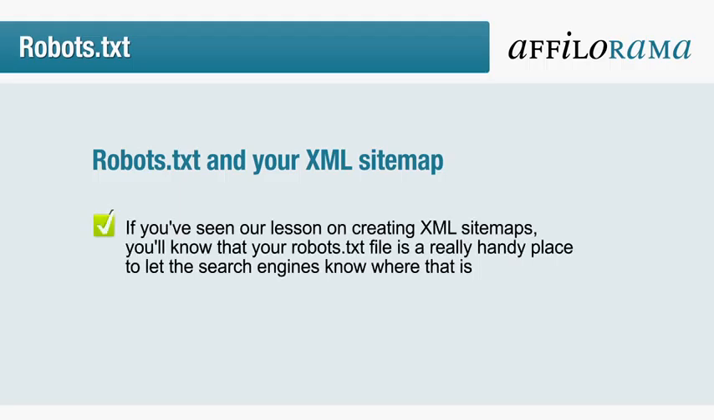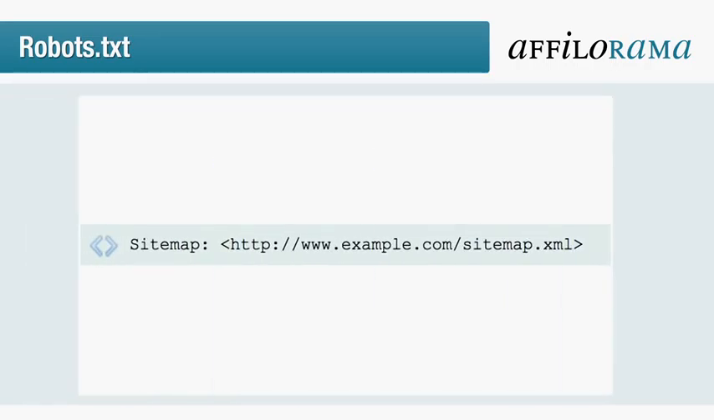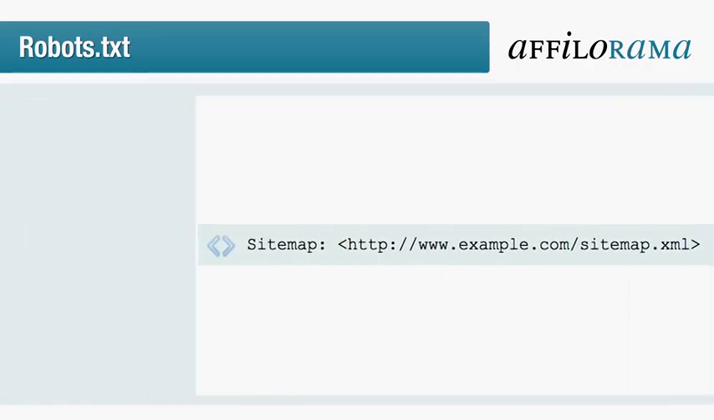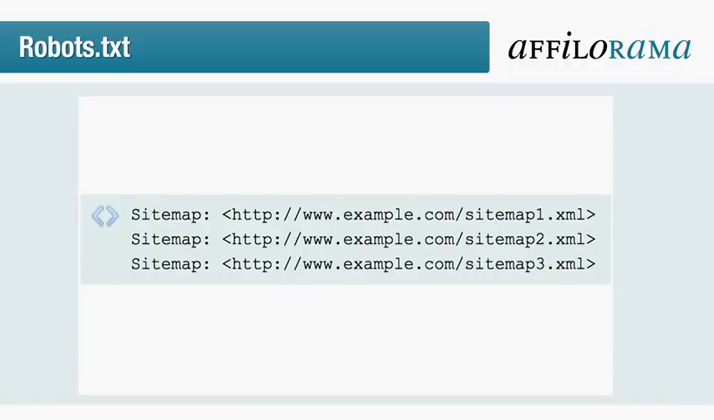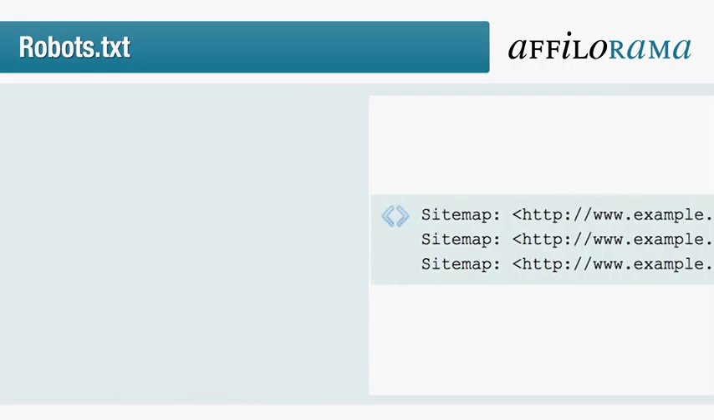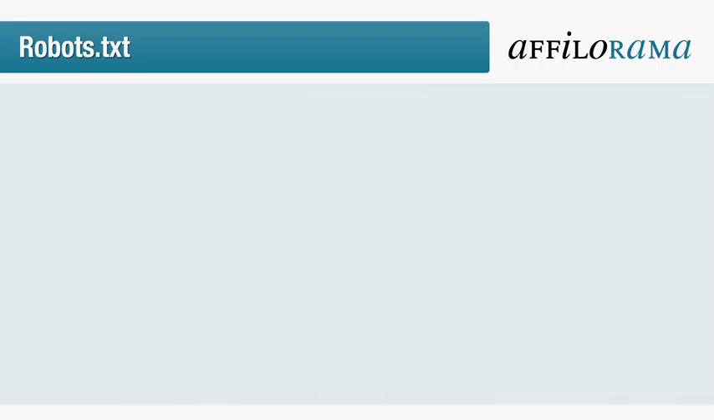If you've already seen our lesson on creating XML sitemaps, you'll know that your robots.txt file is a really handy place to let the search engines know where that is. All you have to do is leave a blank line after the last command in your robots file and then paste this little line here. If you've got more than one sitemap, you can enter more than one line. This way, you don't need to specifically tell each and every search engine where they can find your sitemap. They'll see it as soon as they look for your robots file, which every polite bot will do when they visit your site anyway.